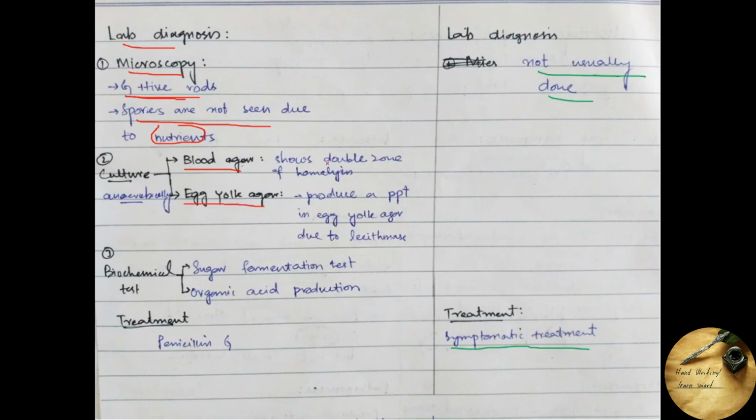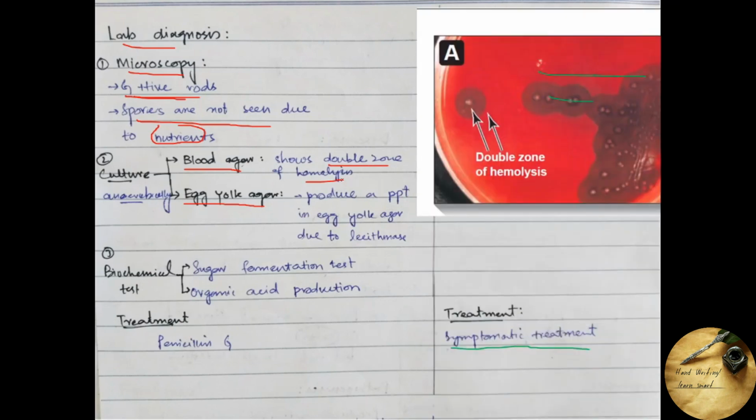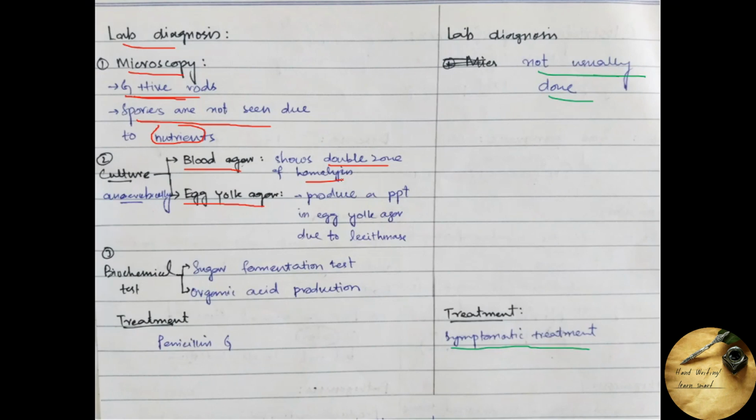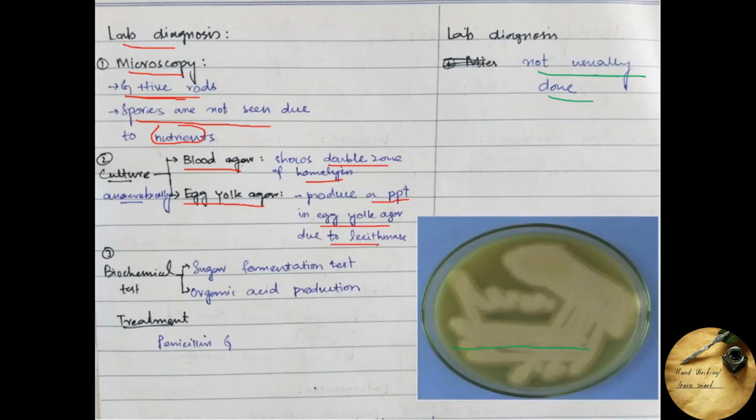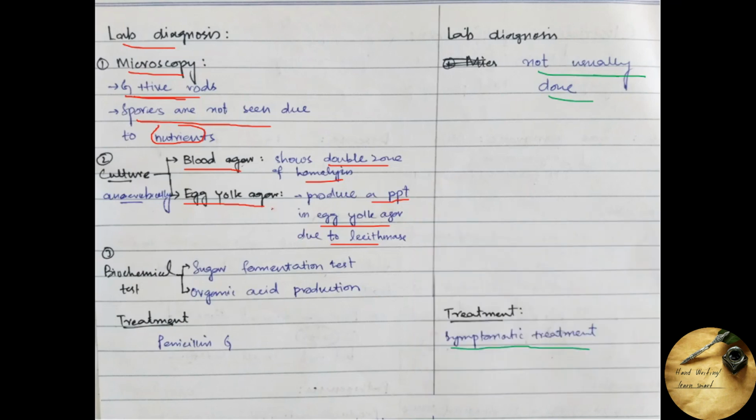The blood agar culture shows a characteristic double zone of hemolysis, which you will see in the picture in the next slide, and the egg yolk agar, on which they are cultured anaerobically, produces a precipitate due to the enzyme lecithinase. Biochemically, they can ferment sugar and they produce organic acid. And the treatment is penicillin G.